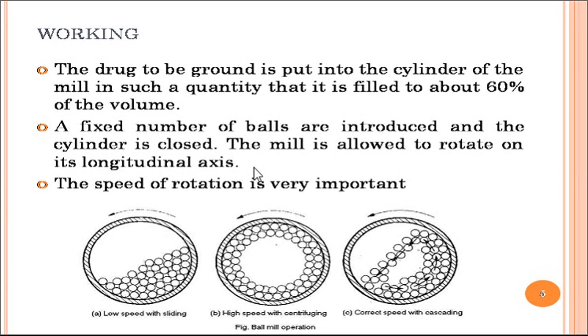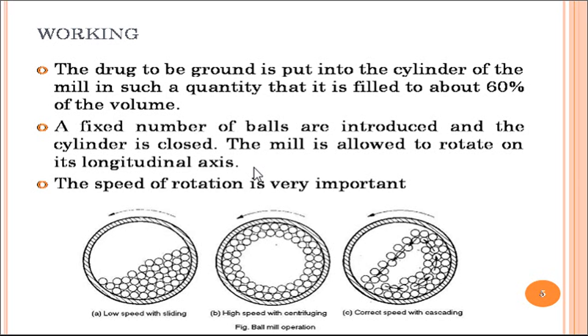If you look at the very first figure, that is a low speed with sliding, which indicates the balls never rotate with the circumference of the ball mill. And in the second figure, at high speed, there is a kind of movement where the materials are moved in such a fashion that the circumference of the whole chamber of the ball mill is in touch with the rotating balls.